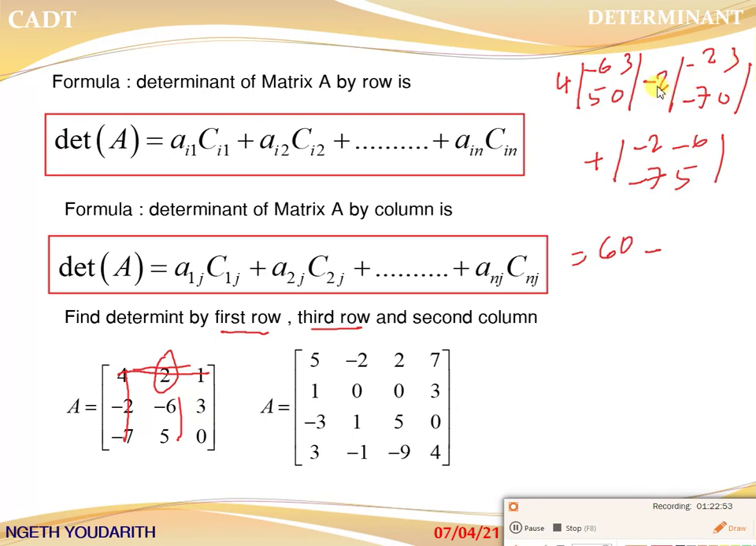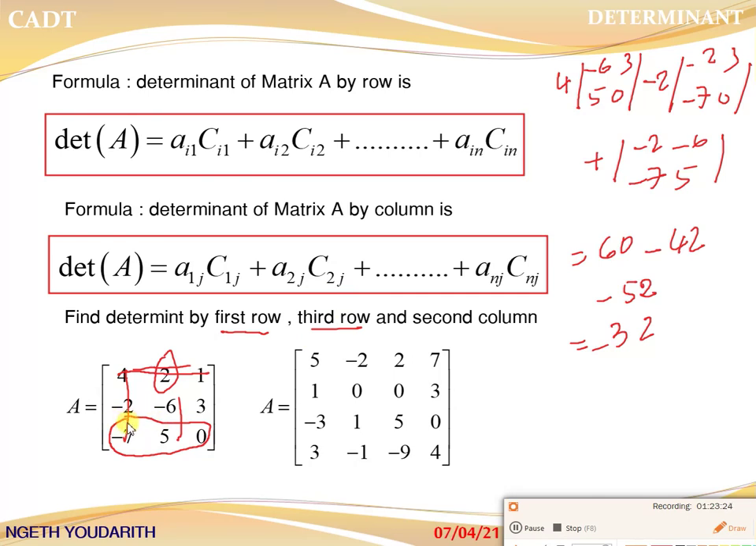21 plus this one is 42. This one is minus 10 is minus 52. So we get this one is minus 32. So I find by third row in this point.